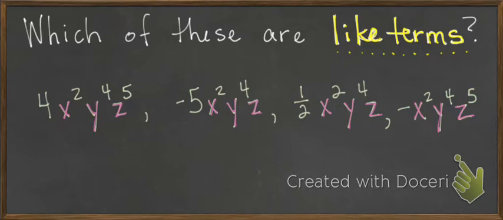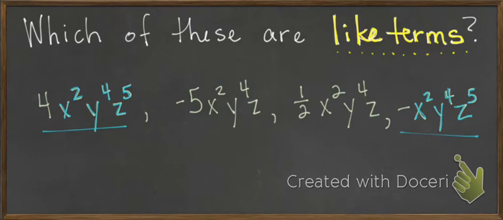So if I look at each of these, I notice they all have the same variables. They all have x, y, z. But do you notice that the exponents are different? Which ones have the same variables and exponents? Notice that the first and last term here both have an x squared, y to the 4th, z to the 5th. So these have the same variables and exponent combination. So these two are like terms.